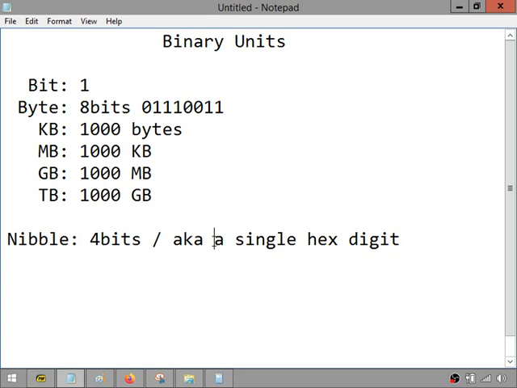Hexadecimal, the reason why we use it: it's a shortened version, it's a shorthand way of writing binary, it's easier for humans to read, but also each hex digit represents a nibble or 4 bits.